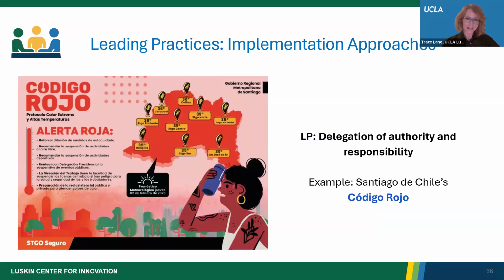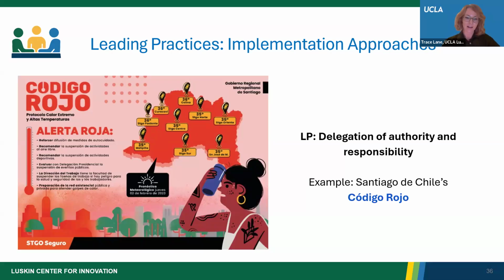Another core leading practice in this category is the conferral of specific authority and responsibility among designated agencies that is triggered in the event of a heat alert. This includes the establishment of an authoritative or regulatory body responsible for issuing guidelines, standards, and protocols that are intended to be followed during a heat event.